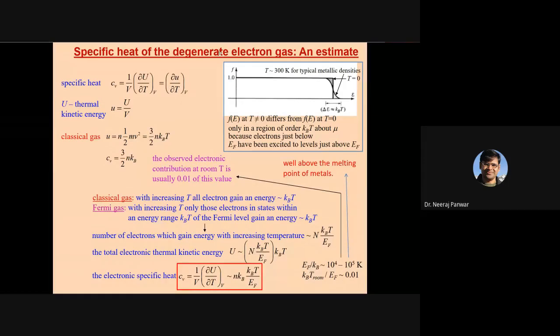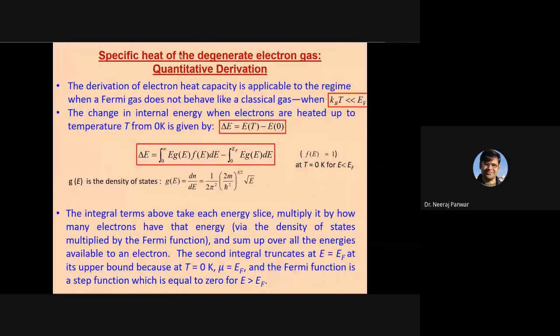This is an estimate, a qualitative expression which we have derived. The electronic specific heat expression we have derived qualitatively. Now we would like to understand quantitatively how we can derive it. So now our aim is to derive an expression for the electronic specific heat quantitatively.